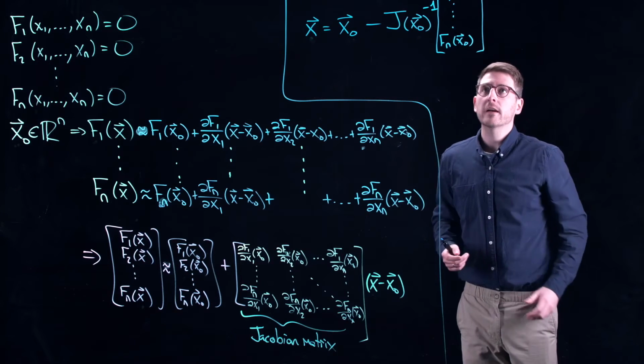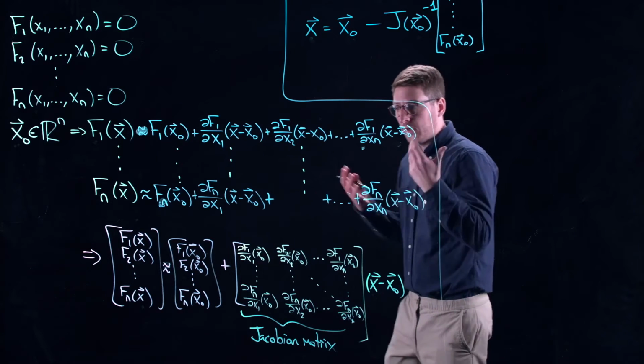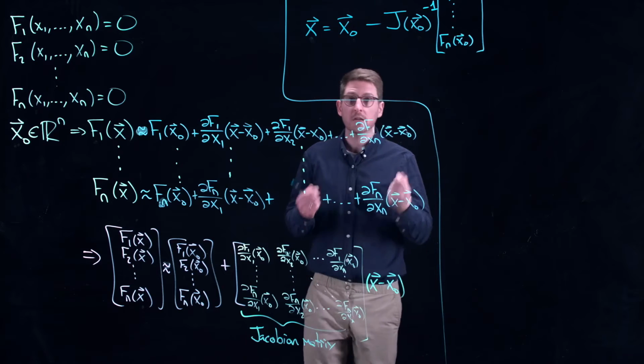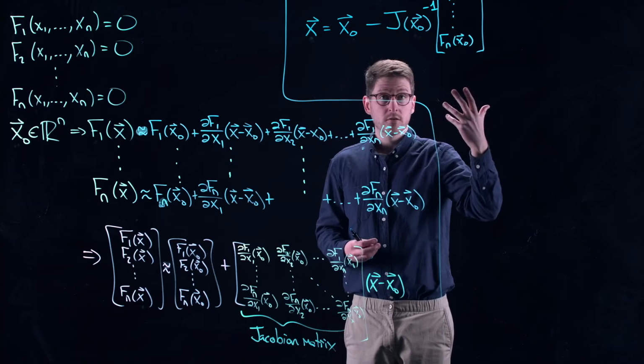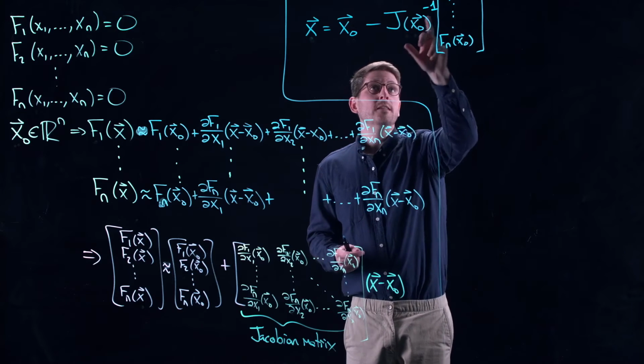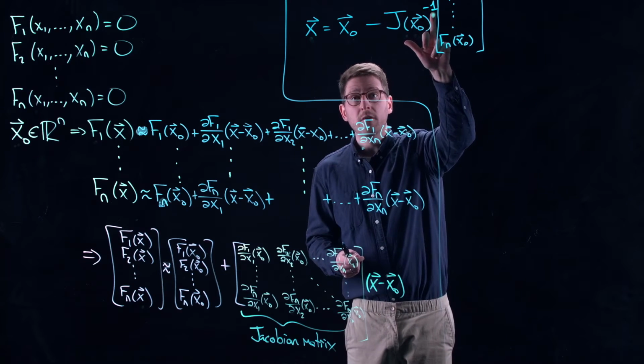I want you to recognize that this is very similar. I mean, it really is the same process as single variable. The only difference is I can't really divide vectors anymore. So in this case, I have matrix inversion instead of dividing, right?